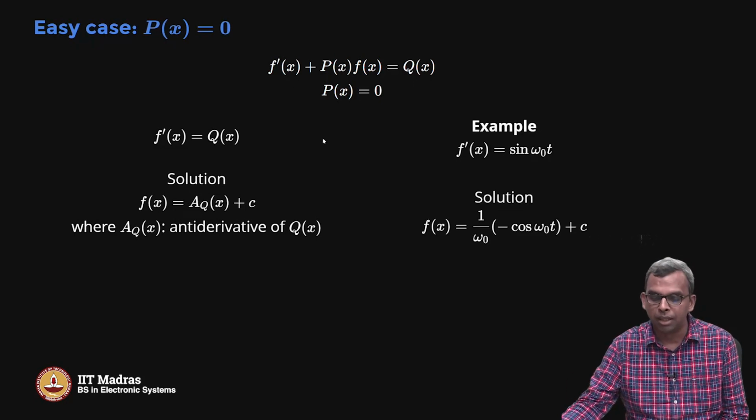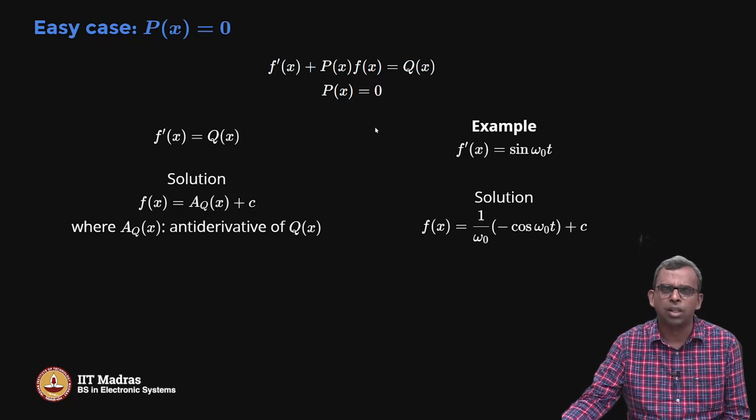Here's an example. Supposing f prime of x is sine omega naught t, then the solution is just the antiderivative, which is 1 by omega naught times minus cos omega naught t plus c. So this is the standard method. So p of x equal to 0 seems easy.